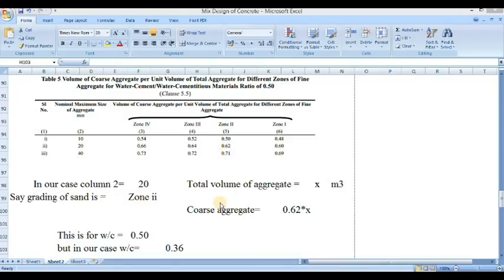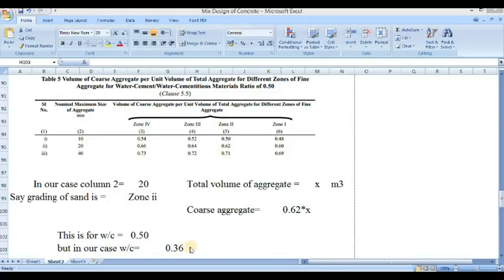Say for producing 1 meter cube of wet concrete, you need a total volume of aggregate. Total volume means both fine aggregate and coarse aggregate. So the total volume of aggregate is x meter cube. You don't know the value of x yet; maybe x is 0.6 meter cube or maybe 0.7 meter cube. That's a different question. For now, the total volume of aggregate is x meter cube, and this 0.62 means you need coarse aggregate as 0.62 times x. So 62% of the total volume is your coarse aggregate. This is the meaning of 0.62.